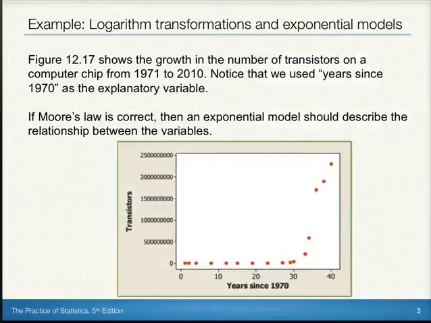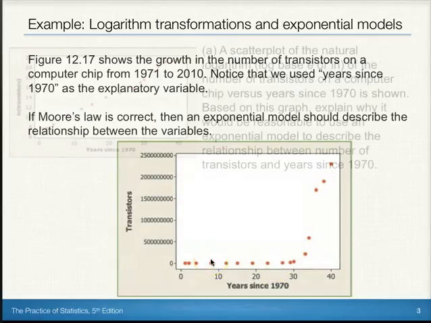Now this figure shows the growth in the number of transistors on a computer chip from 1971 to 2010. Notice in the graph, we use the variable years since 1970 as the explanatory variable. That'll come in handy later on in part of the problem. Now, if Moore's law is correct, then an exponential model should describe the relationship between these variables. And in looking at the scatter plot, it does look like that might be the case.